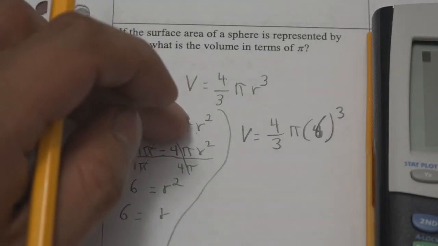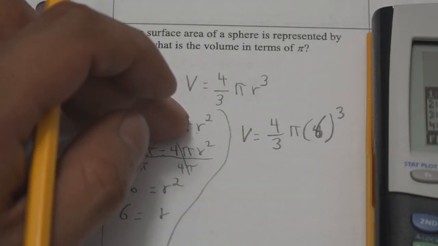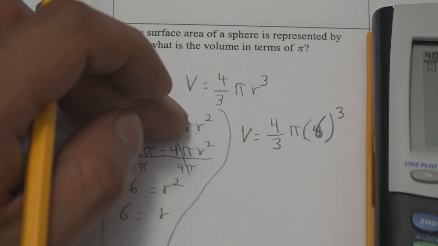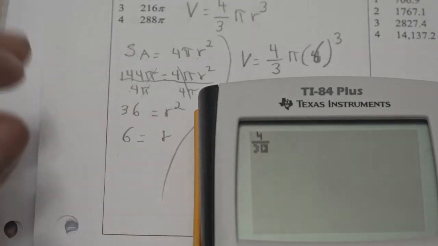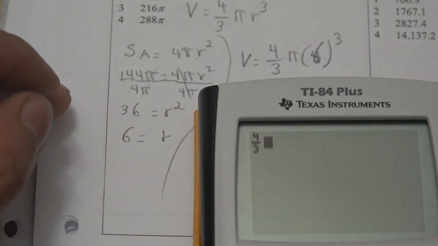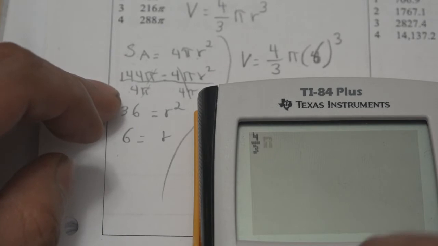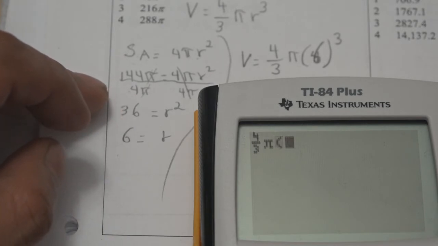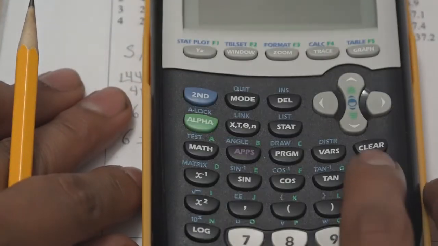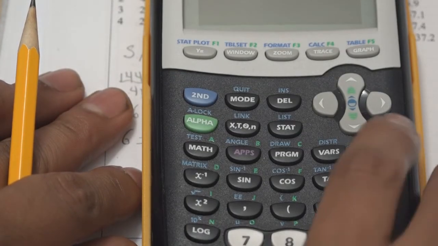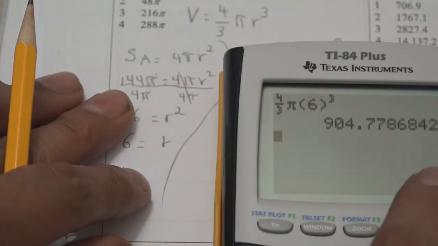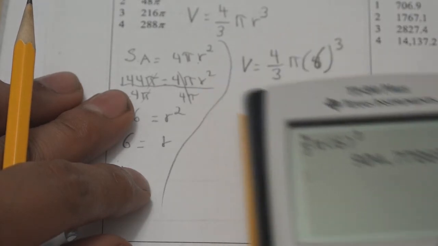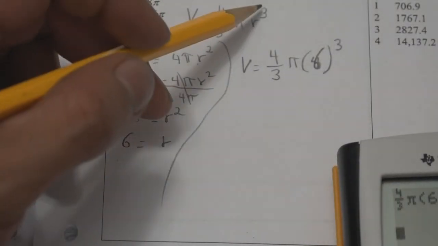You want a fraction, so press alpha y equals. Now put 4 over 3, just the way I'm doing it right now. Move over, and we do pi, and then times r, which is 6, to the third power. To raise something to a power, you press this key right here, and you see that, third power. And that gives me 904.77. Oh my God, I forgot something. They want it in terms of pi.